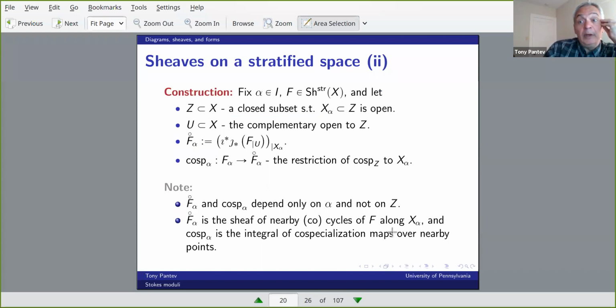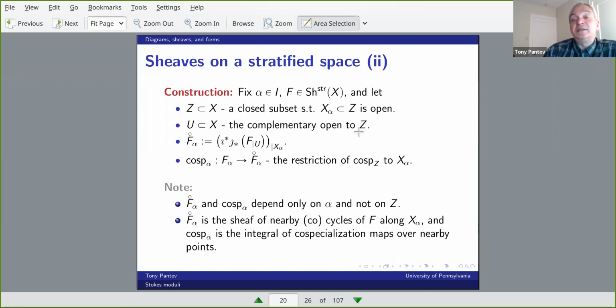Now, about the co-specialization gluing: if you have a stratum and you have any closed set that contains that stratum as open, and you take the complement of that closed set, then you get a sheaf of nearby cycles on the stratum, which is just restrict to the open, push forward, and then pull back to the closed and restrict to the stratum. And then you have a co-specialization map.